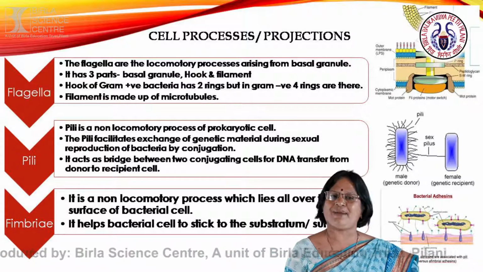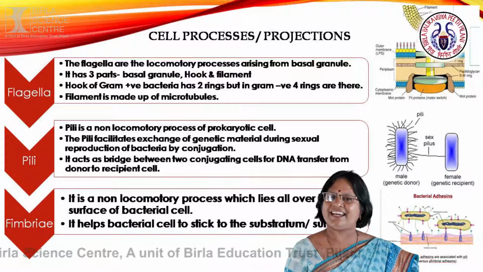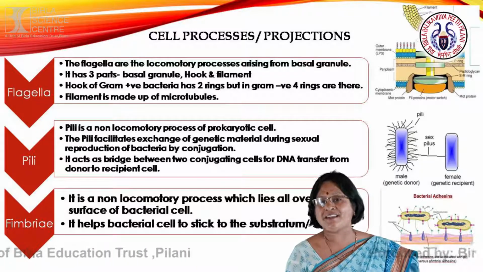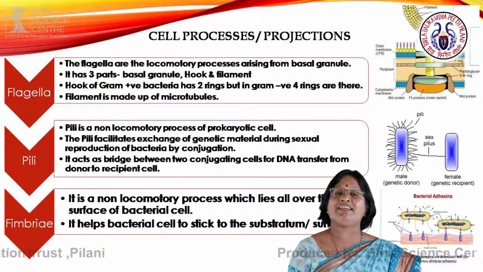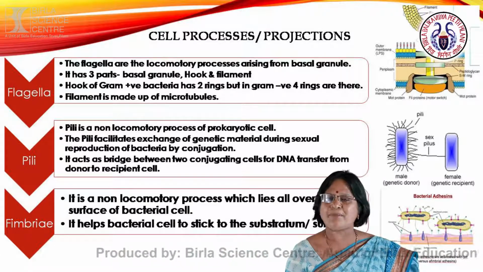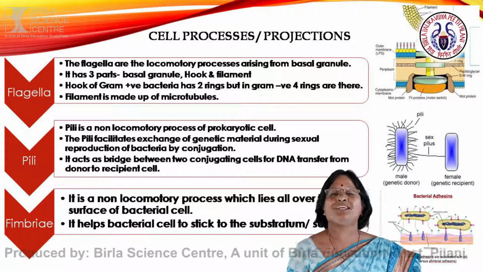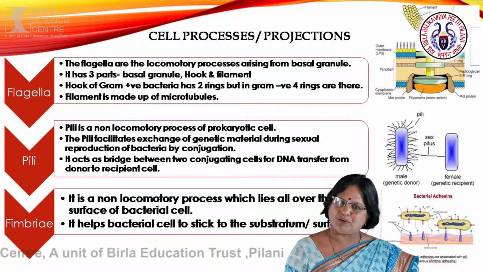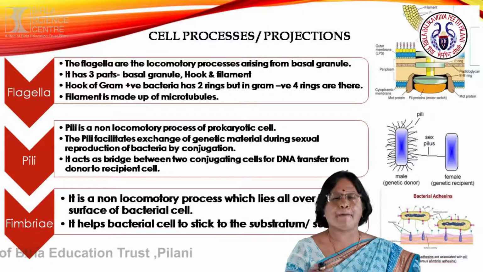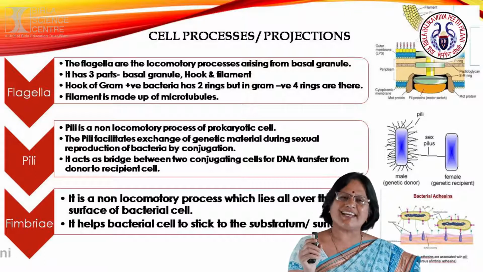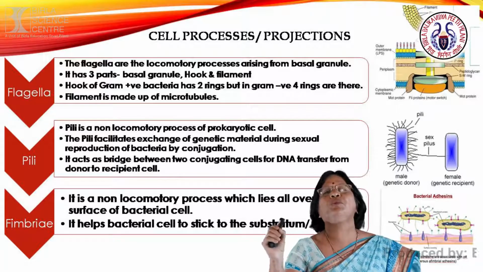Now what's the function of pili? Pili actually facilitates the transfer of genetic material from one bacteria to another while the bacteria is performing sexual reproduction. When the bacteria undergoes sexual reproduction by the process known as conjugation, two sexually reproducing bacteria come close to each other. The pili forms a bridge known as sex pili, and through this bridge a segment of the DNA from one bacteria moves to another bacteria.